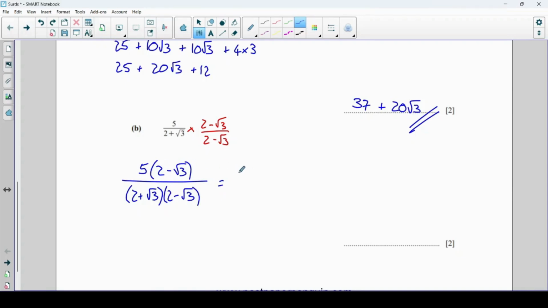So on the top, 5 times 2 is 10, minus, and 5 times root 3, we just have to write as 5 root 3. And on the bottom, firsts, outsides, insides, lasts, so 2 times 2 is 4. Outsides, we get minus 2 root 3. Insides, we get plus 2 root 3. And then for the last terms, root 3 times root 3 is root 9, or just 3.